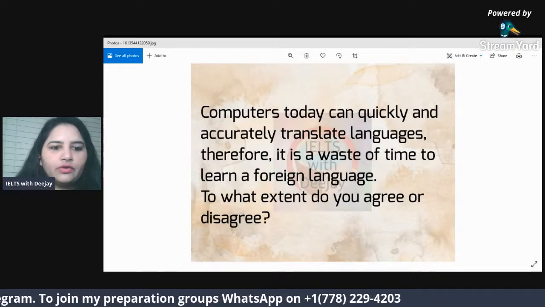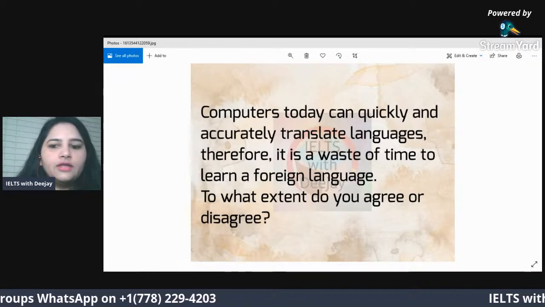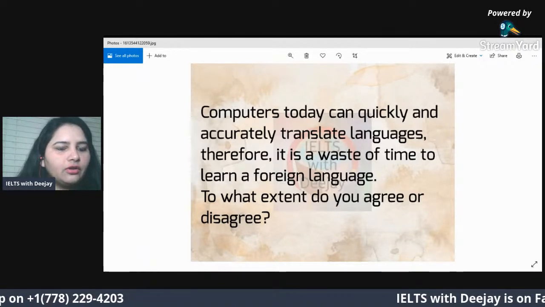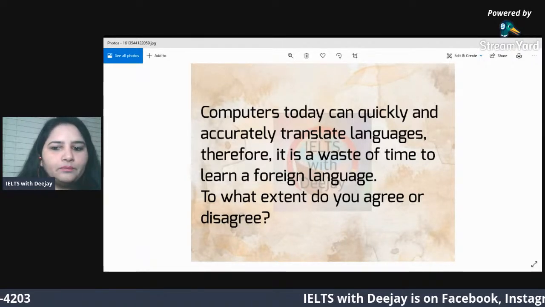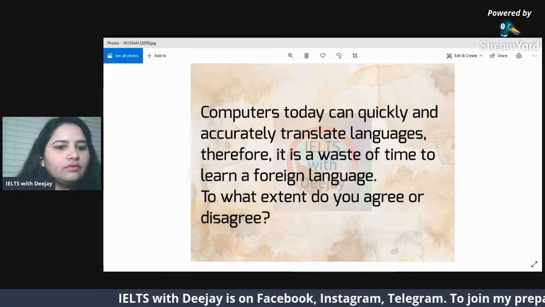This is a very good point. Everybody should think about it because it's not about only learning a foreign language, it's about a life as well. Because if you're not learning anything, then how will we go?